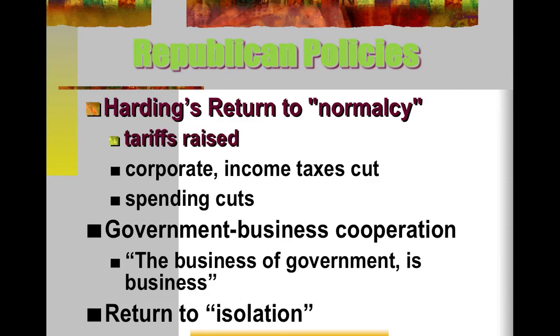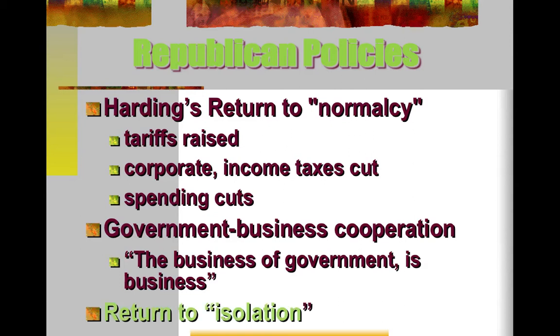Now, Harding's return to normalcy, and here's something you need to know, so star this slide, is tariffs. What is a tariff? Write it out beside the slide. A tariff is a tax on imports. I hope you said that. Tariffs are going to be raised because we want everybody to buy American.